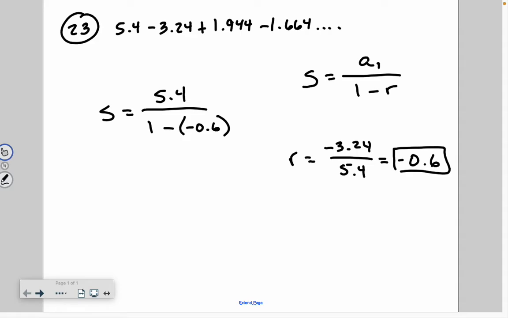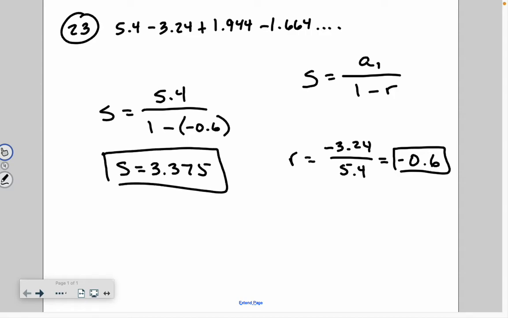In this case, because I'm subtracting a negative, I'm actually adding. So we end up with 1.6 in the denominator. And what is 5.4 divided by 1.6? That should get you to the answer, which is 3.375. There's the sum. If this kept going, that sum would approach 3.375, which, since 0.375 is 3/8, is 3 3/8. So the biggest part on this one was finding the common ratio.